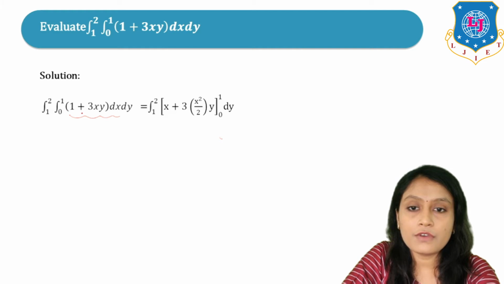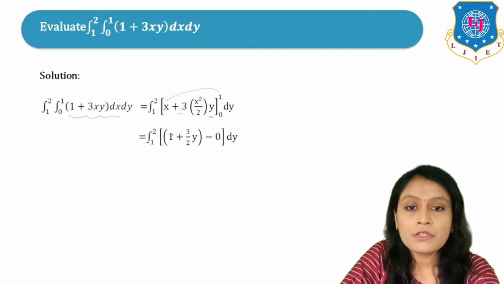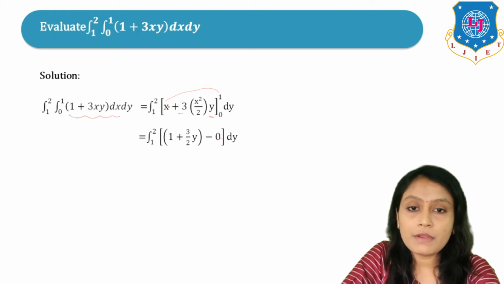Integration of 1 is what? x plus 3, and y will remain as it is here. And integration of x will be x square by 2, and the limits are 0 to 1. Now we will substitute the limit. Firstly we will substitute the upper limit, that is 1. So in place of x we have to substitute 1. So you will get 1 plus 3 by 2, here we have 1 and into y, minus, now the lower limit. In place of x we have to substitute 0. So this term will go to 0 and this term will go to 0. So here we have 0, right?